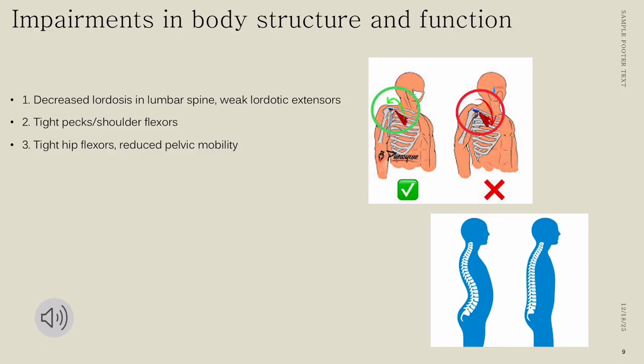Next, we saw that the participant had their arms outstretched in more of a rounded position, so this could be due to a tight pec minor and tight shoulder flexors. Next, we saw them having crossed legs in that crisscross position, so this could be due to tight hip flexors, overall reducing pelvic mobility.